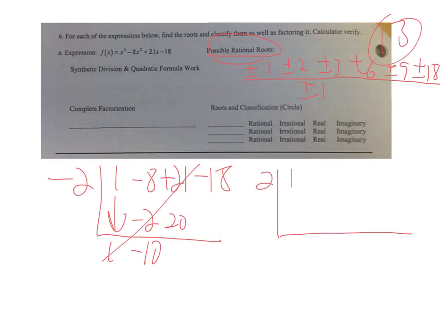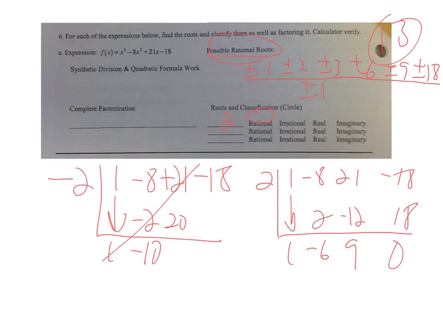So I'm going to do 1, -8, 21 again, and then -18. So then I bring down 1. 1 times 2 is 2. I get -6. -6 times 2 is -12. Let's see. 21 minus 12 is 9. 9 times 2 is 18, and I got very lucky. That worked. So that tells me that positive 2 is a root. I know it's rational because it's a whole number. There's no square roots, so I know it's not irrational.